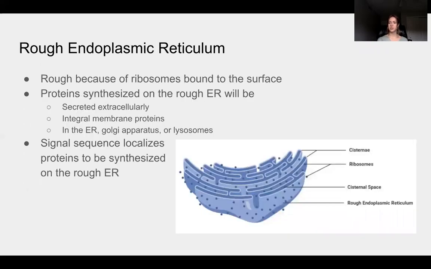So the rough ER is called rough because it has a bunch of ribosomes that are bound to the surface. Proteins that are synthesized on the rough ER with these ribosomes will be proteins that are either secreted extracellularly, integral membrane proteins, and they will be localized to the ER, Golgi apparatus, or lysosomes. They have signal sequences that localize proteins to be synthesized on the rough ER. That signal sequence will be in the mRNA that localizes it to be translated on the rough ER.